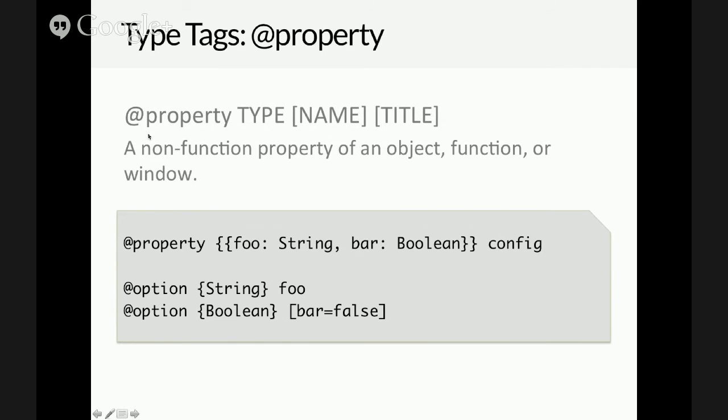A property is what you would use to describe a non-function property of an object, function, or window. So here I have a config property that is going to be an object that has a foo, that's a string, a bar, that's a boolean, and then I can go on and describe more information about foo and bar.